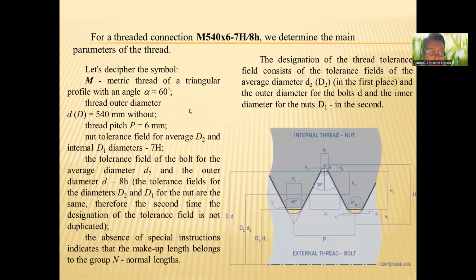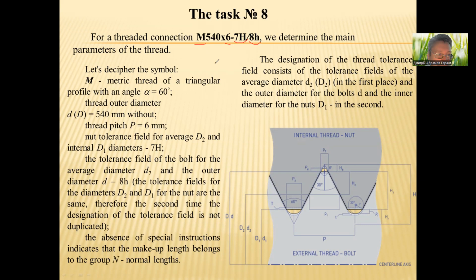And we continue. So for a threaded connection M, a metric thread connection, diameter 540 millimeters, the pitch is 6 millimeters, tolerance field of the nut 7H, tolerance field of the bolt 8H. It's in the middle diameter, the average diameter. We determine the main parameters of the thread.